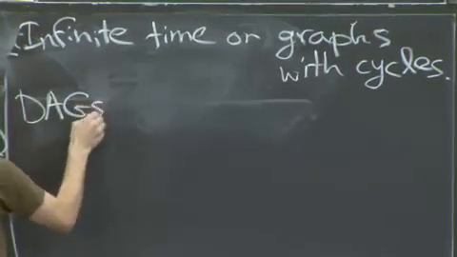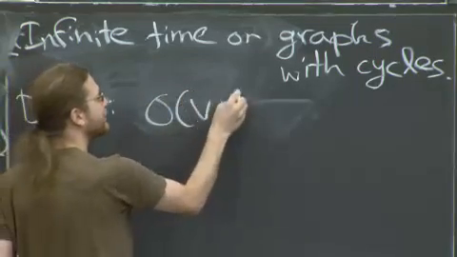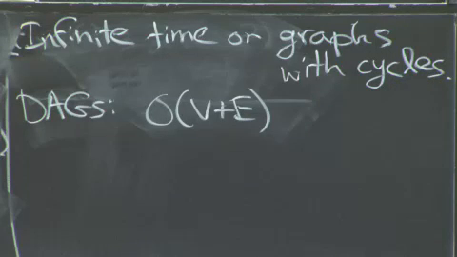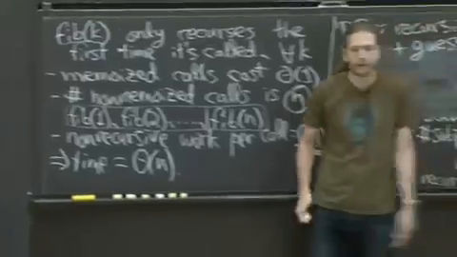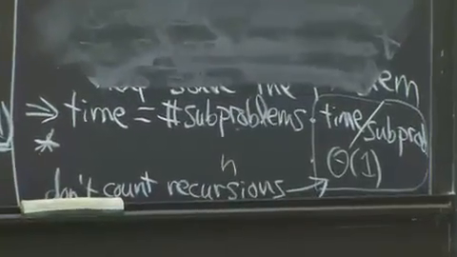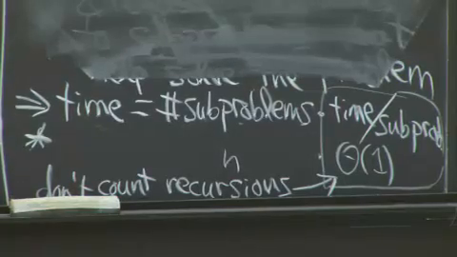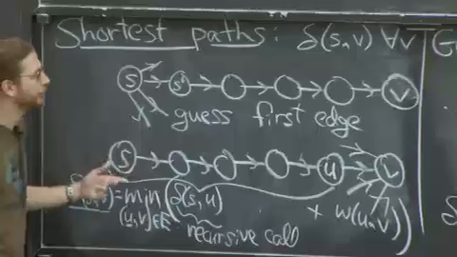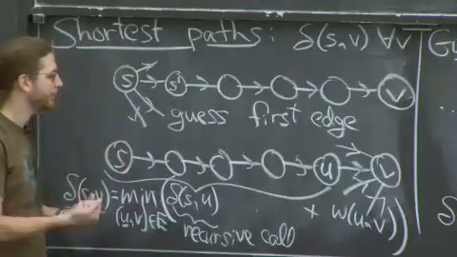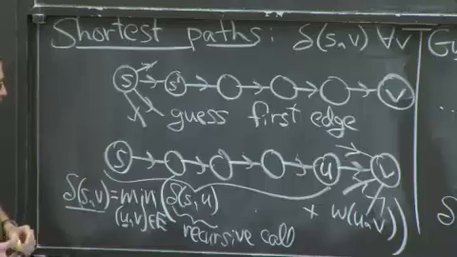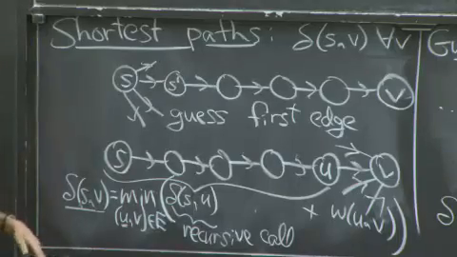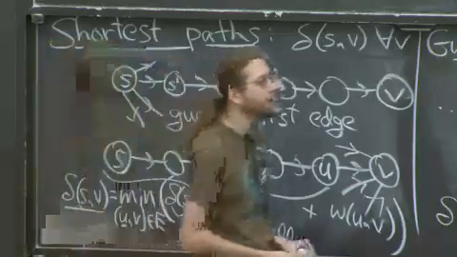OK, for DAGs, for acyclic graphs, it actually runs in V plus E time. This is the good case. In this situation, we can use this formula. The time is equal to the number of subproblems times the time per subproblem. So I guess we have to think about that a little bit. Where's my code? Here's my code. Number of subproblems is V. There's V different subproblems that I'm using here. I'm always reusing subproblems of the form delta s comma something. The something could be any of the V vertices. How much time do I spend per subproblem? This is a little tricky. It's the number of incoming edges to v.